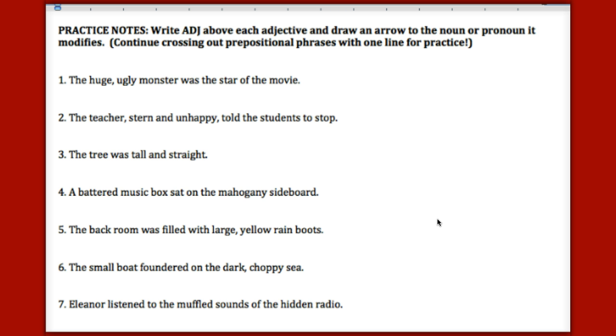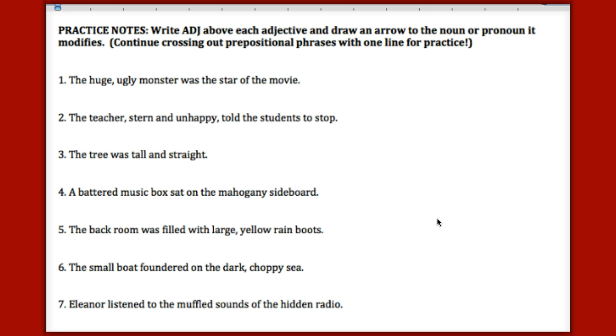The tree was tall and straight. Now there are two words in that sentence that describe the tree. These actually happen to be predicate adjectives, and they follow the subject and a linking verb, so I'm pretty sure you can find them. A battered music box sat on the mahogany sideboard. What kind of music box? What did it look like? What kind of box was it? What kind of sideboard are we looking at?